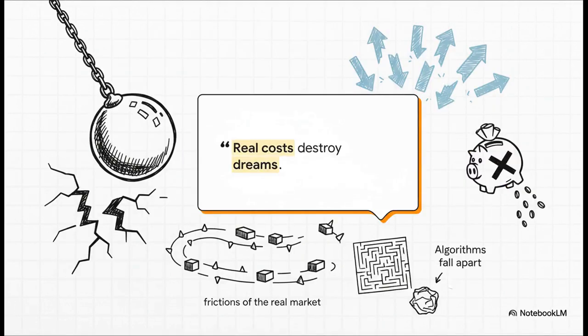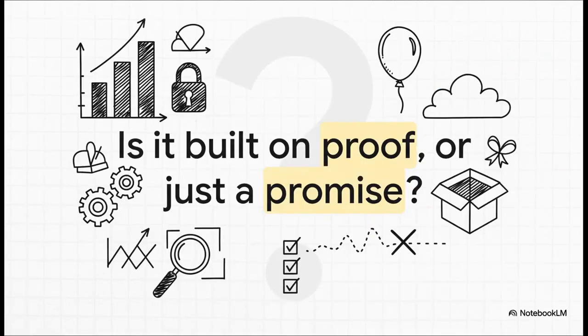If you remember just one thing from all of this, let it be this. Real costs destroy dreams. The vast majority of these miracle algorithms you see out there, they just crumble the moment you apply the small, unavoidable frictions of the real market. That right there is the ultimate test. So from now on, the next time you're shown a perfect-looking strategy, you have the tools to look deeper. You've got the checklist. You know the right questions to ask. Is what you're seeing built on solid, verifiable proof, or is it really just a beautifully packaged promise?